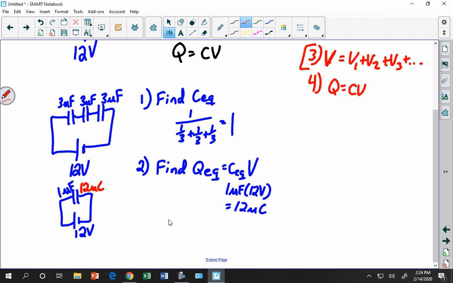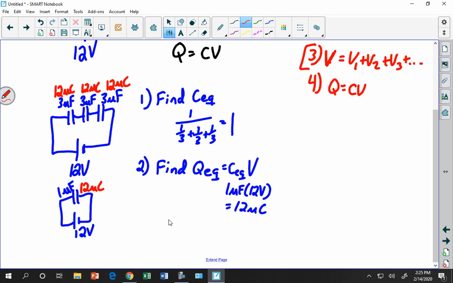Students sometimes make the mistake, because they get them mixed up with resistance, that this would be 4, 4, and 4. But that's not true. It doesn't split up the charge. It shares the same charge. So I'd have 12 microcoulombs, 12 microcoulombs, and 12 microcoulombs. And then I can go back and figure out what the voltage is on each of them.